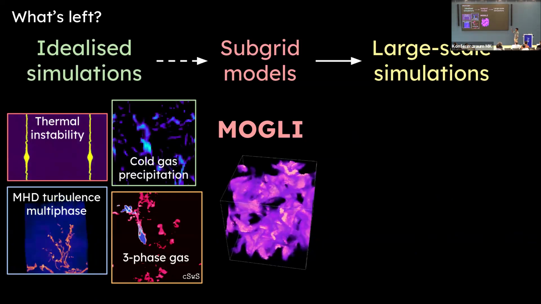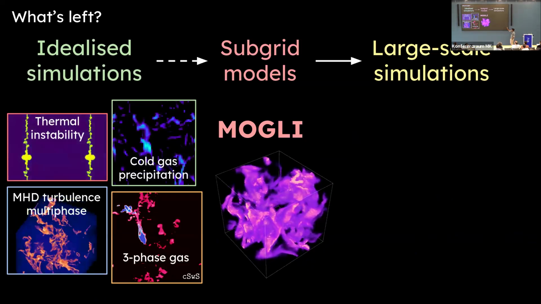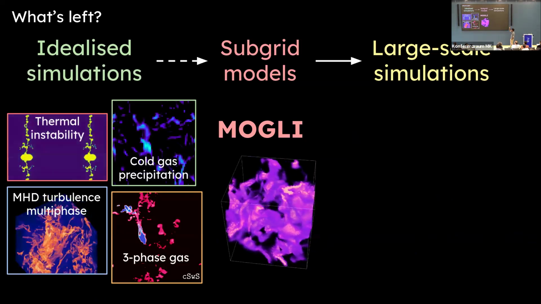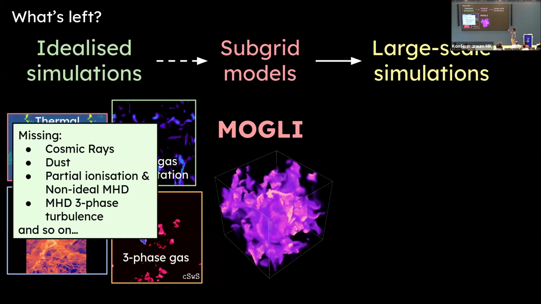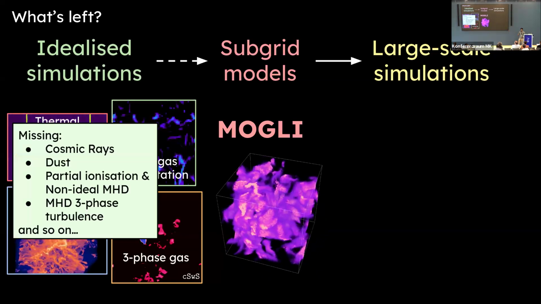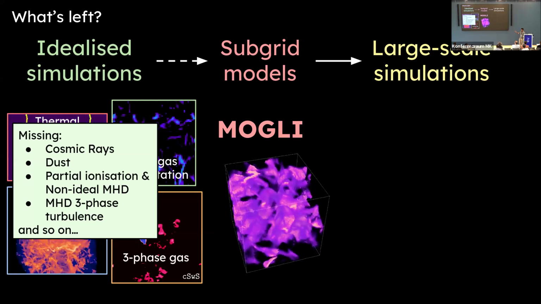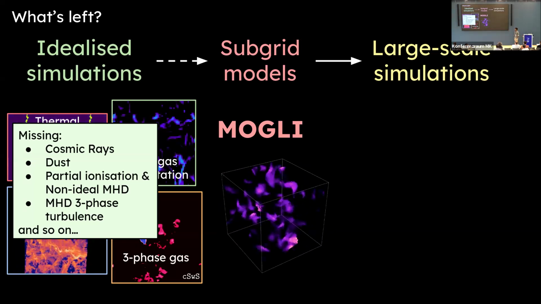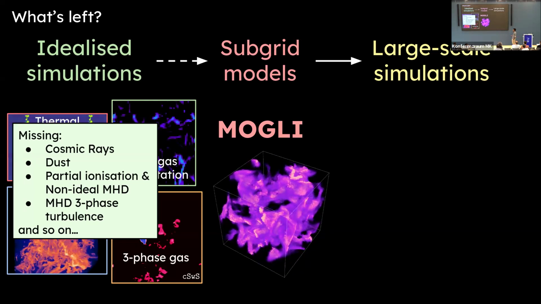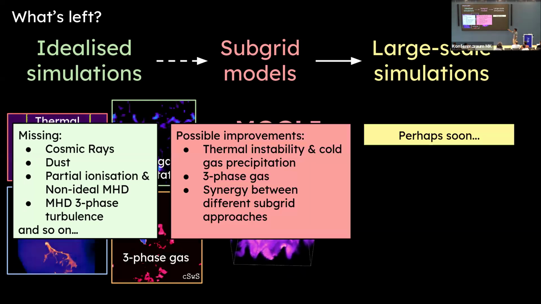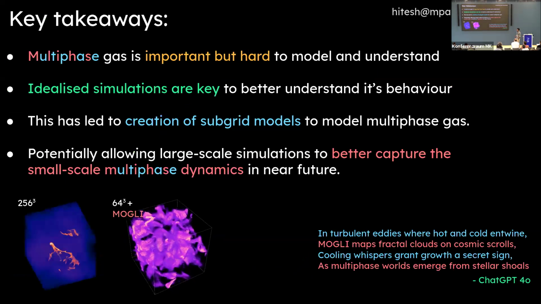So what's left? These are all the stuff that we have been working on. But there are a lot of things which are missing in the idealized simulations. It's a very rich area where there are a lot of things that we still don't understand and is missing in the theoretical framework. There are also things that can be improved in the subgrid models that we are also working on. And of course, we can run larger scale simulations with these things once we get there.